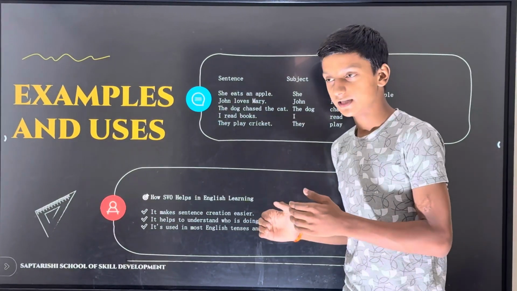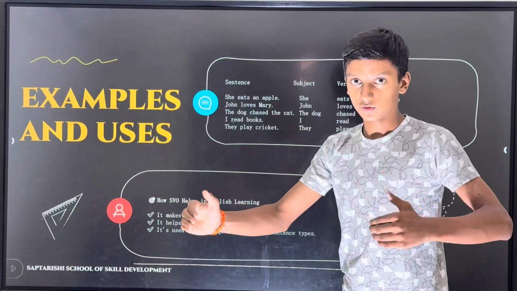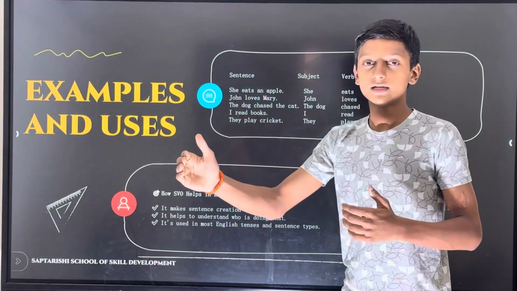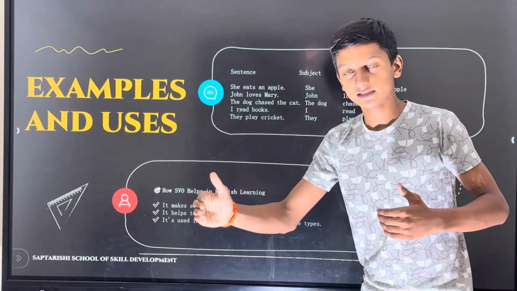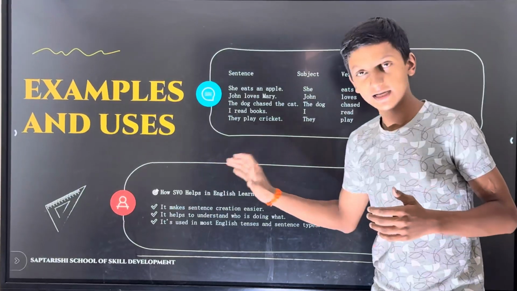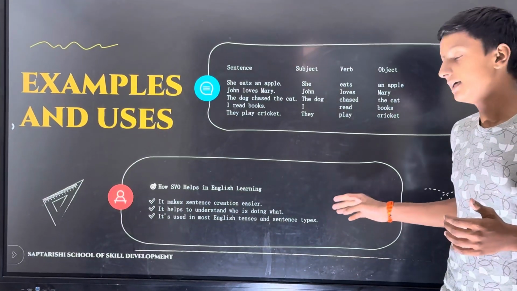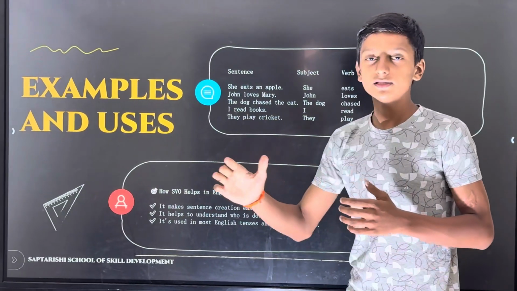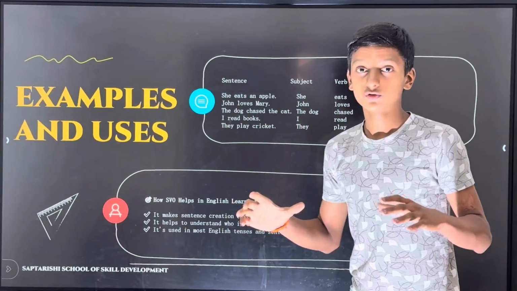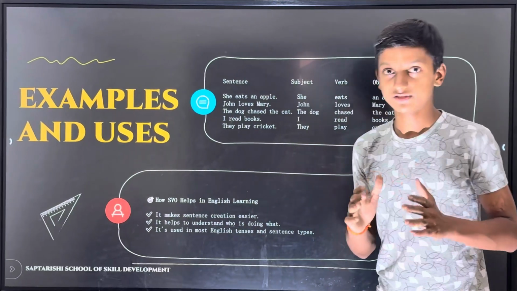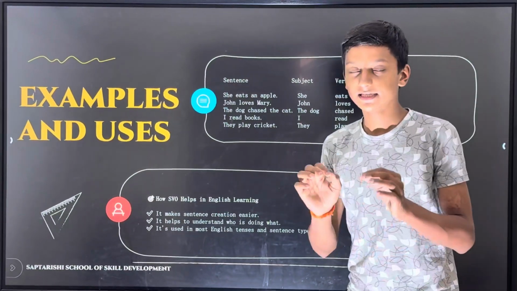It helps you understand what the action is, what receives the action, and what is doing the action. All of this is covered by the SVO sentence structure. It's used in most English tenses and sentence types, because it's the most basic and easiest one.